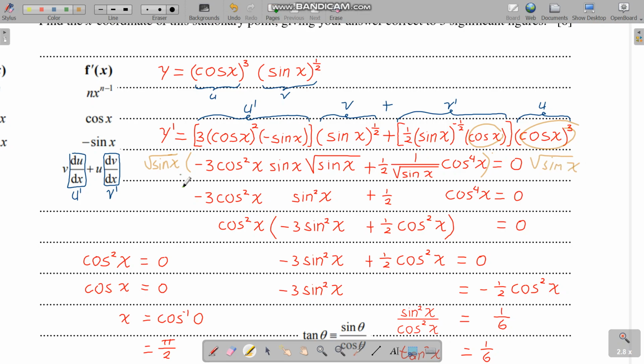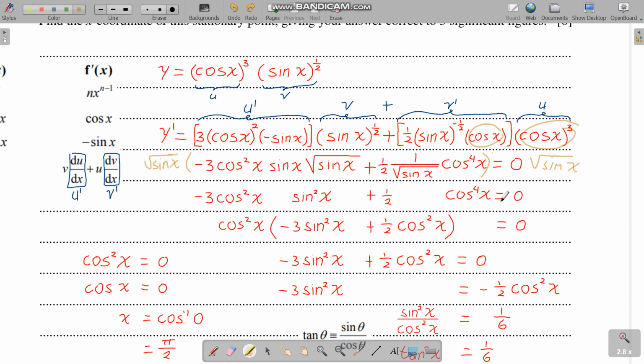On the left, we multiply the first term, and we cancel out the square roots. So we have 3 cos squared x sine x times sine x. That's why we get sine squared x. So square root times square root, the square roots cancel out, so from these two we have just sine x. Multiplied by sine x, we get sine squared x. And from this multiplication, we cancel out, so we have only 1/2 cos to the 4th x.